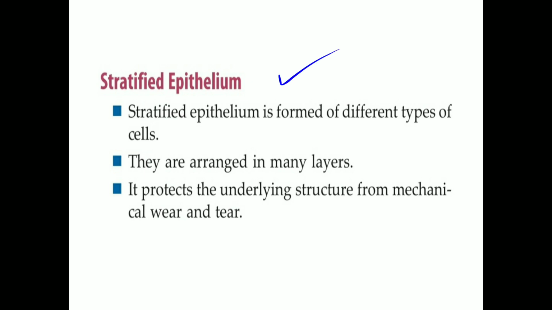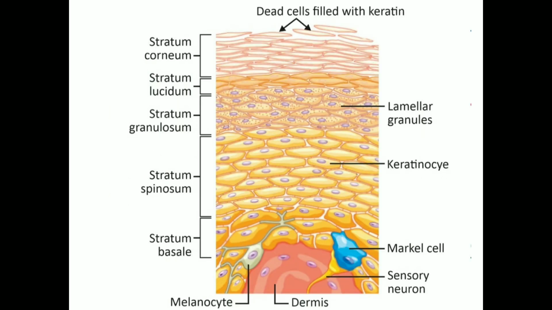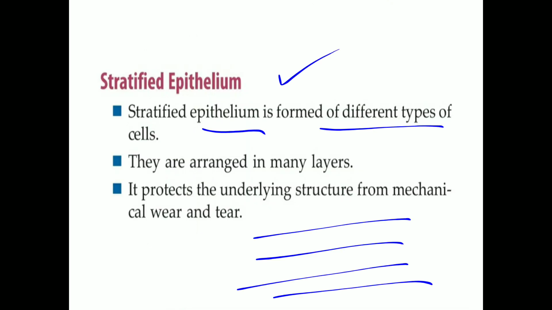Next is stratified epithelium. We were discussing the simple epithelium. In that, we already discussed the squamous epithelium, cuboidal epithelium, columnar epithelium, and ciliated columnar epithelium. Now I'll discuss the stratified epithelium. It consists of different types of cells. In stratified epithelium, there are many layers of cells arranged one over the other. You can see different layers of different types of cells arranged one over the other.